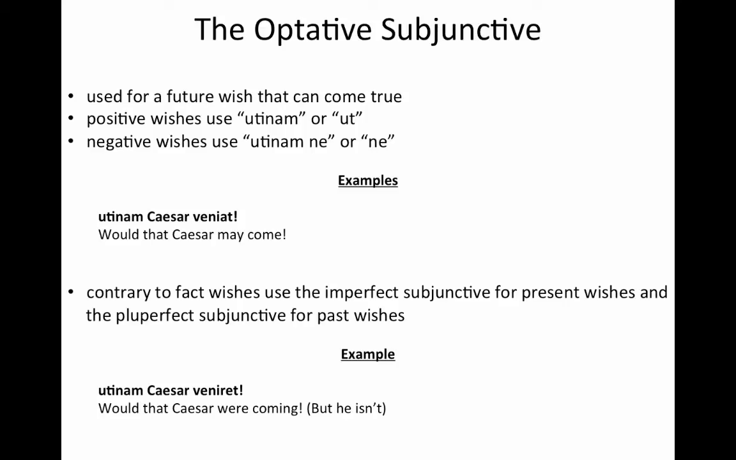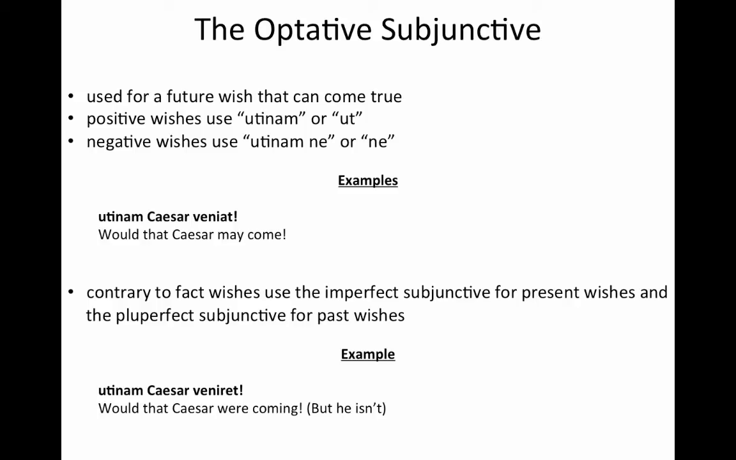Next, the optative subjunctive. This is a very rare use, and it's pretty easy to see because you're going to have that starting word that's usually utinam for a positive or utinam ne for a negative, and it's used for a future wish that can come true but might not necessarily come true, and that's where the subjunctive comes in. It's that little bit of doubt. So, our example, utinam Caesar veniat, would that Caesar would come. And so you're hoping that he may come. You don't know if he's going to come save you, but he might.